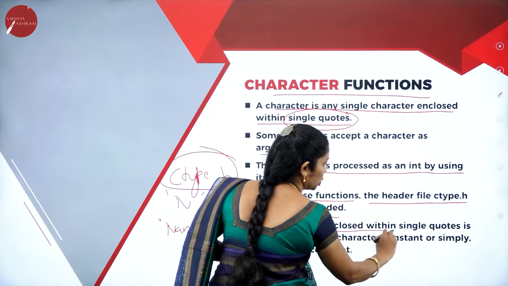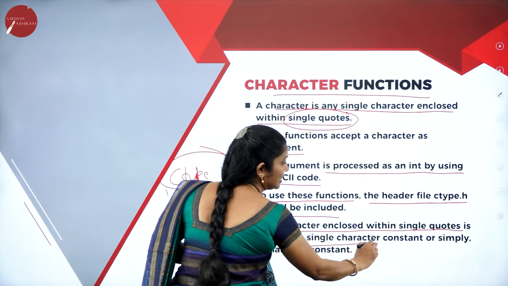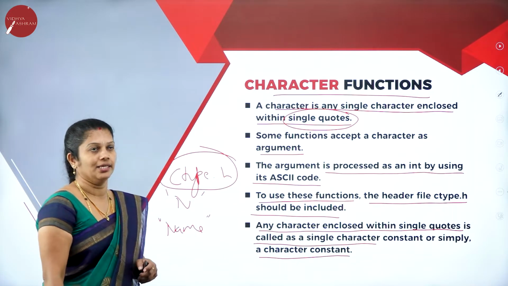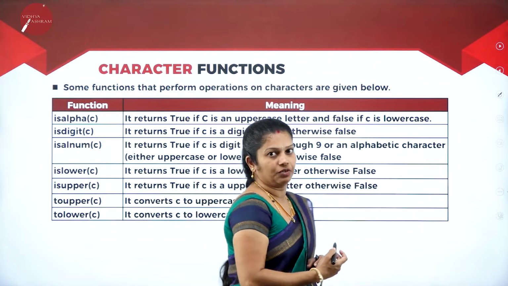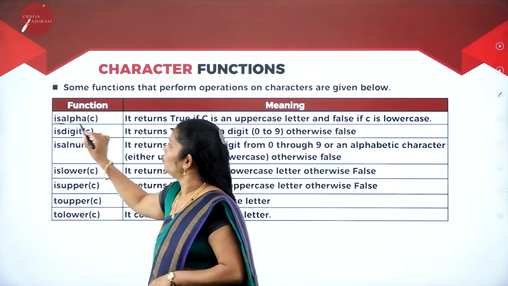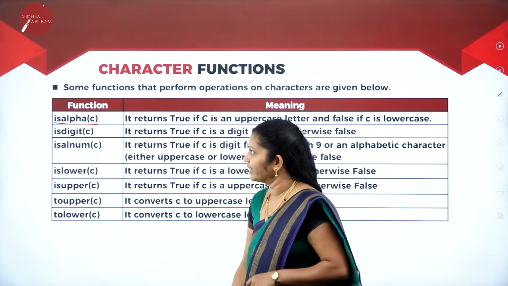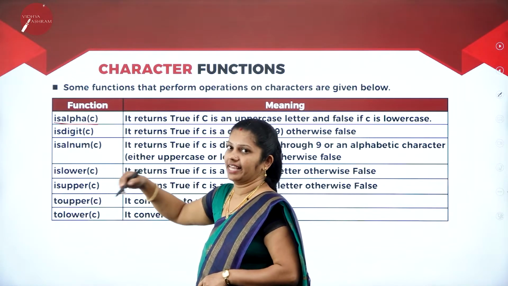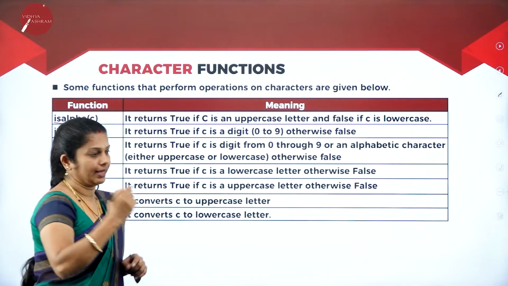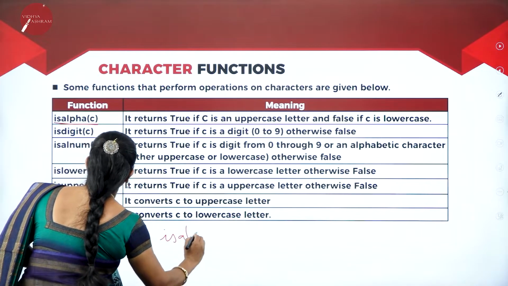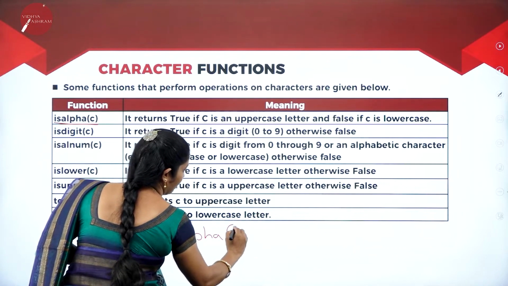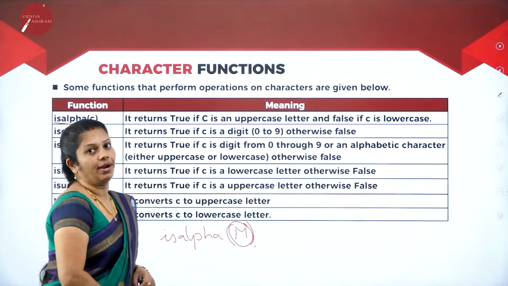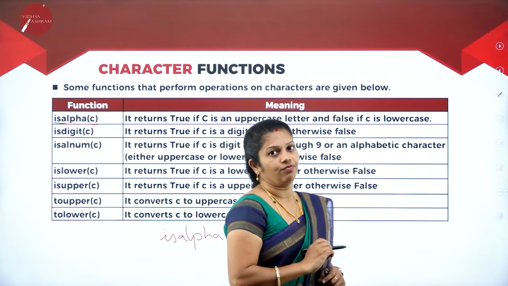Any character enclosed within single quotes is called a single character constant, or simply a character constant. Here I listed some of the character manipulation functions. The first one is isalpha. It checks whether the given character is an alphabet or not. For example, if I write M, capital M, it checks whether this given character is an alphabet or not.